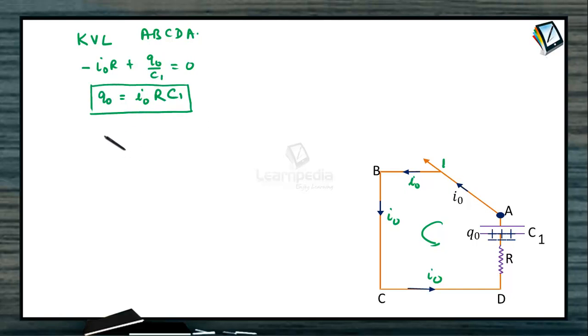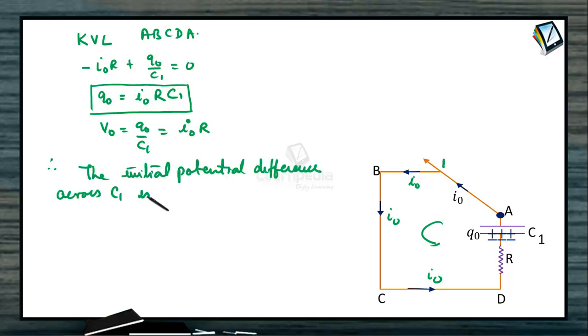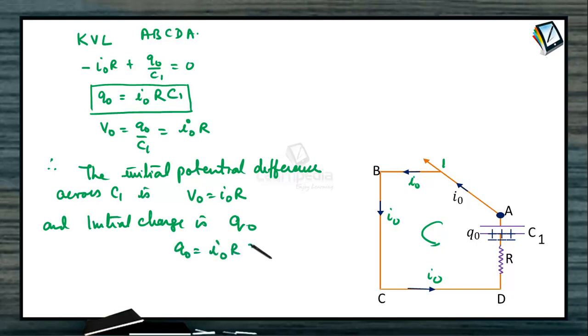And what is the voltage? V0 will be equal to Q0 by C1. So this will be written as I0 into R. Therefore, at this instant the switch is shifted. So we will take t equal to 0 when the switch is shifted to position 2. We can call this potential difference the initial potential difference, and this charge the initial charge. Therefore, the initial potential difference across C1 is V0, which is equal to I0 R, and the initial charge is Q0. And what is Q0? Q0 is equal to I0 R C1.